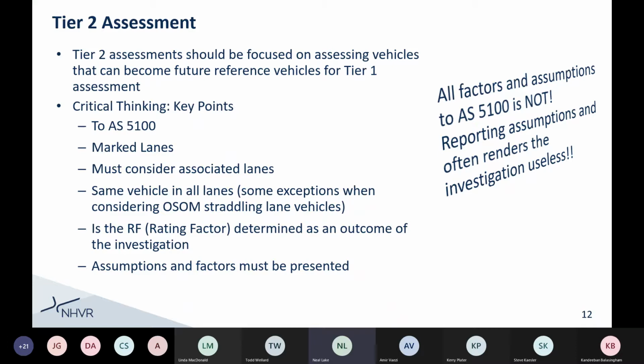Now, what I see very, very often in reports where suppliers have done assessments, and this is something that I'm really hell-bent on trying to change, we see this generic comment, all factors and assumptions to AS 5100. That's the basis of the assessment. And I would contend that that is not reporting assumptions. And in many situations, it really stops us from being able to use that information in tier 1 assessments. Or if we do use it, then we are guessing around some of the actual factors and assumptions that have been used in producing those reference vehicles. And so it's really important that we force our suppliers to responsibly report on the basis of their assessments, because then it'll allow us to use it in the future.